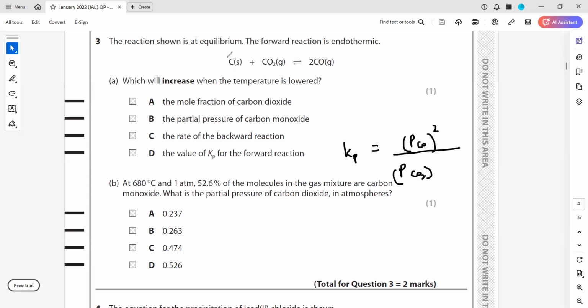I did not include carbon because it is a solid. In a Kp, we don't include a solid, only gases. Because the partial pressure of carbon monoxide is decreasing and carbon dioxide is increasing, what will happen to the Kp? The Kp is an equilibrium constant, which is a ratio between the pressure of a product and the reactant.